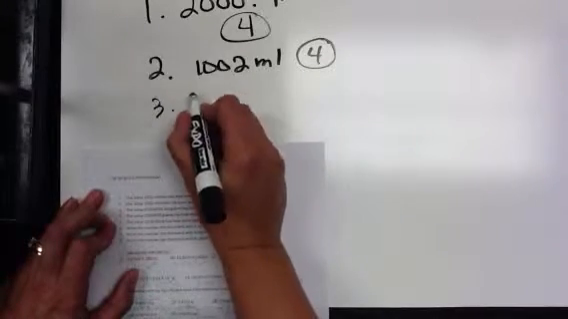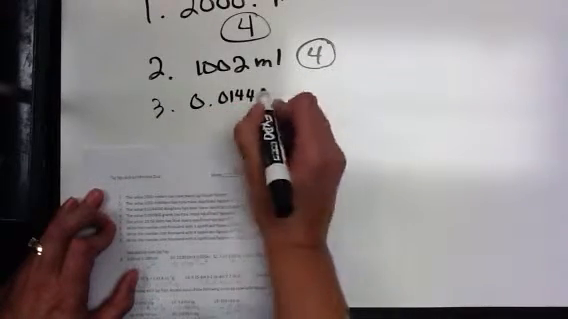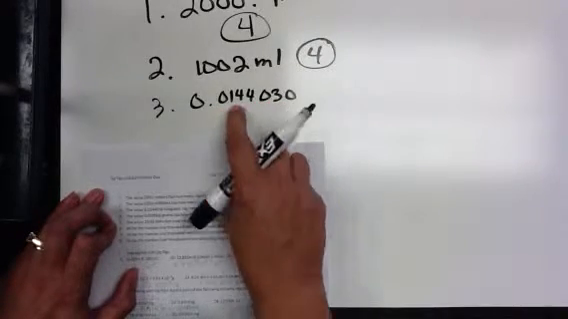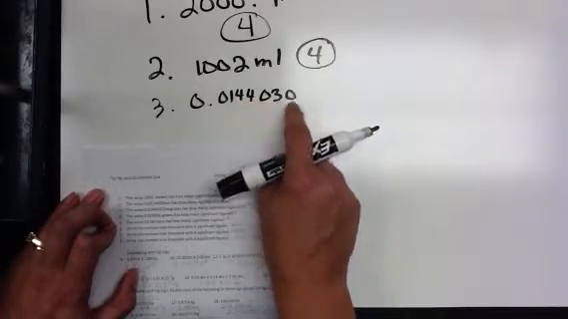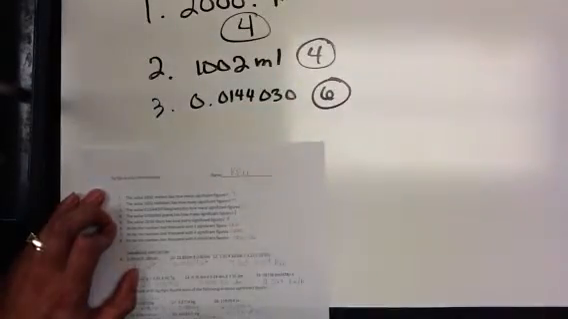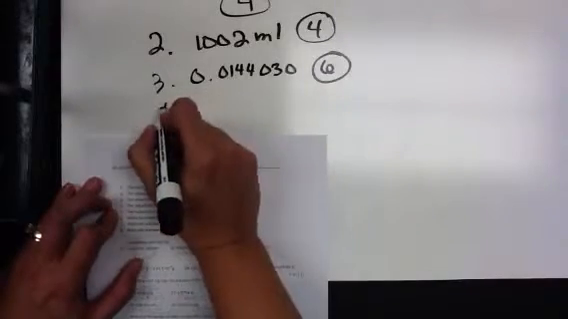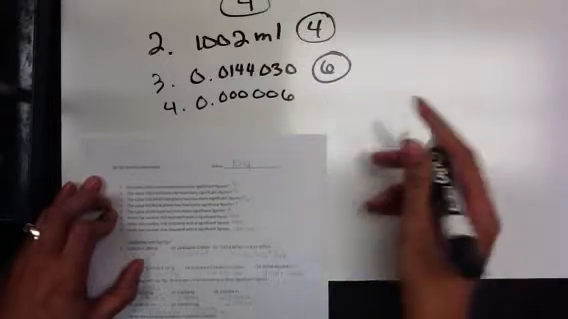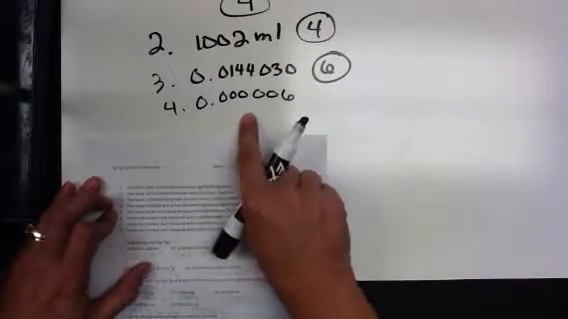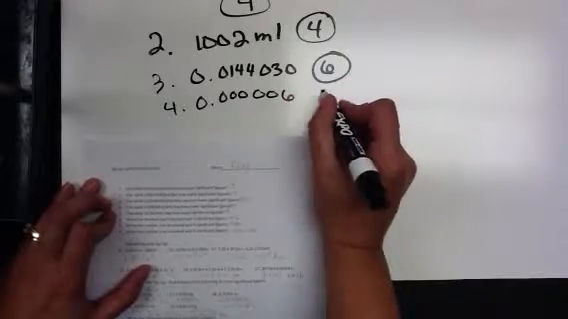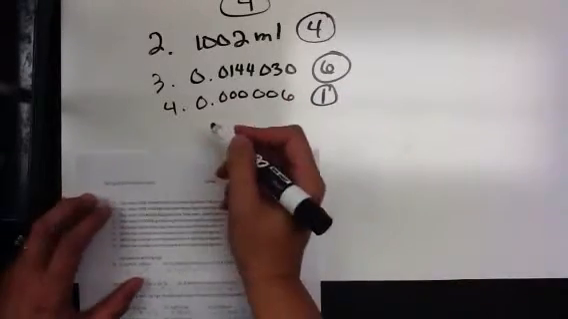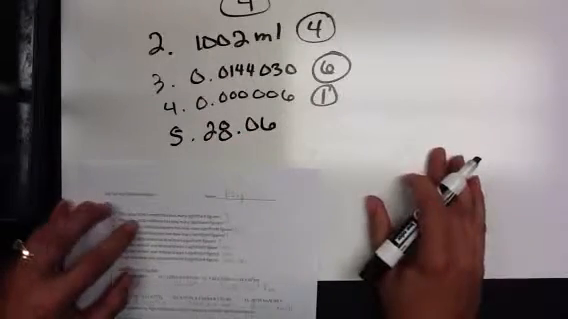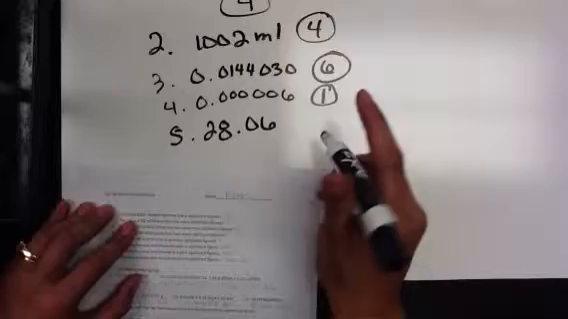Number 3 asks about 0.01443030. So this first zero is a placeholder. It's just a tens placeholder, so it doesn't count. But 1, 2, 3, 4, 5, 6 sig figs for number 3. Number 4 gives us 0.000006. All these zeros are tens placeholders, so they are not figured into it. The 6 is the only one that counts, so 1 sig fig. Number 5 gives us 28.06 liters, and we want to know how many significant figures there are. So there's 1, 2, 3, 4.